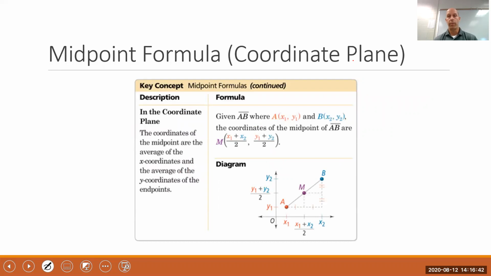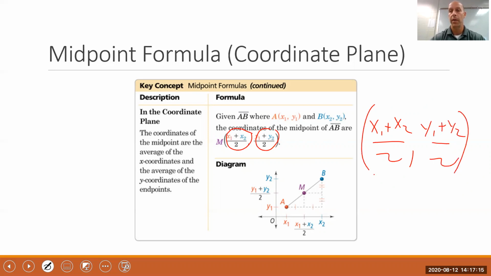We have another midpoint formula. This one's on the coordinate plane. If we're not on a number line, but on the coordinate plane, you actually do the exact same formula. You just do it once for the x coordinates and once for the y coordinates. So you're going to take the average of the x coordinates and then take the average of the y coordinates, and then you'll get your midpoint. So that formula would be x sub 1 plus x sub 2 divided by 2, comma, y sub 1 plus y sub 2 divided by 2. So that's how you get the midpoint.